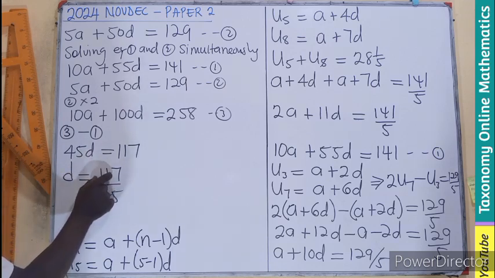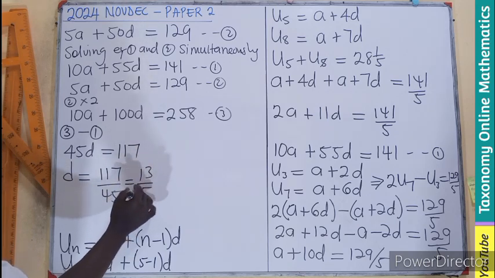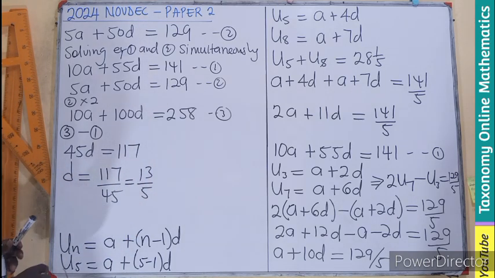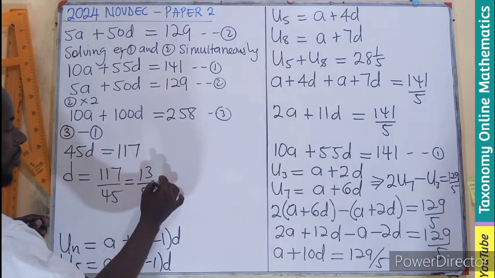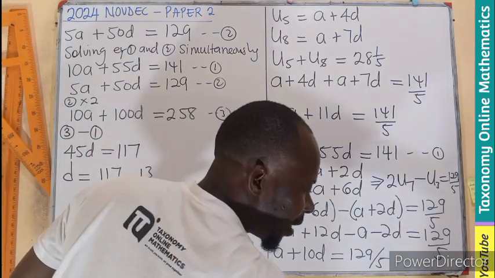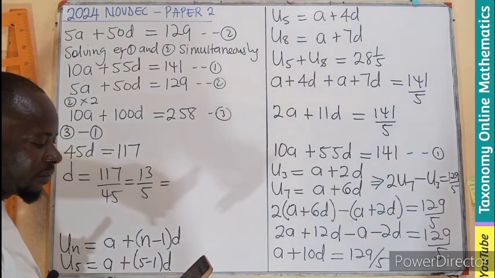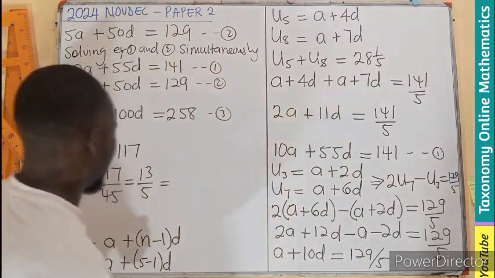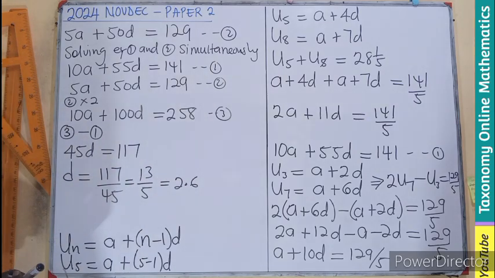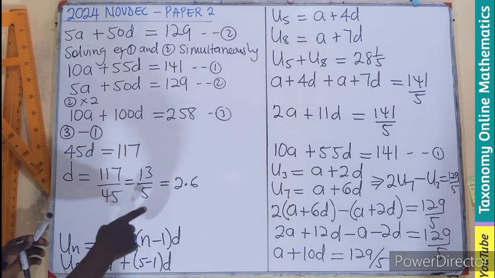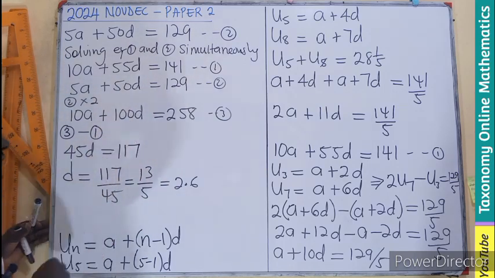That will be 1 times, remember 2. So 13, 9 here, 5. So if I'm to leave the answer in fraction form, this should be 13 over 5. But if I want to leave it in decimal form, that should be 13 divided by 5. That will be 2.6. So since we are dealing with simultaneous equation, we have to put this into any of the equations to find the A.